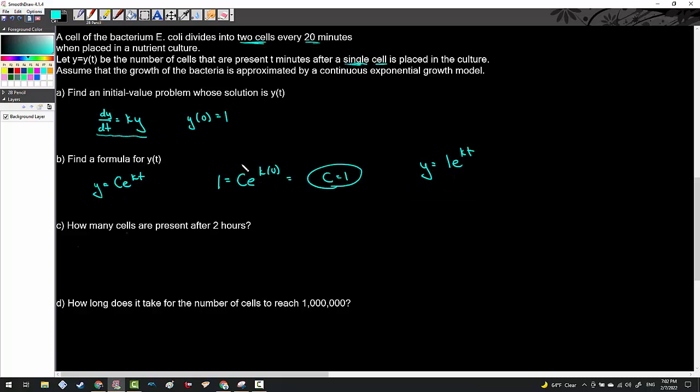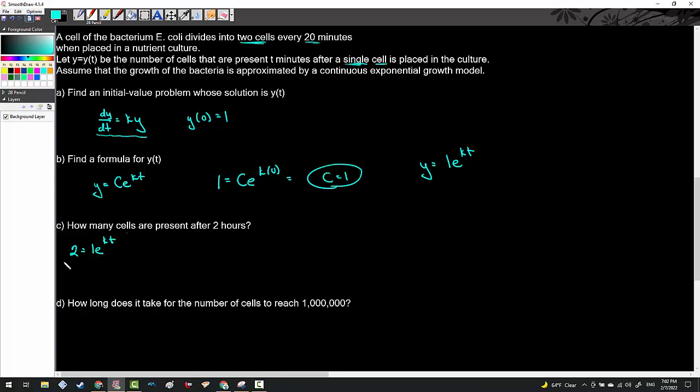Part C is asking me about how many cells are present after 2 hours. In order for me to figure this out, I'm going to want to solve for k in this problem to find out what the rate of growth actually is. So how do I do that? I'm going to set the 2 cells equal to a single cell, because the problem told me that the E. coli doubles every 20 minutes. So I'm going to say 2 equals 1e to the kt, and proceed forward like an integrate 3 problem and solve for k.